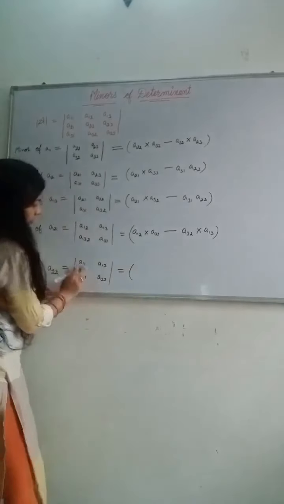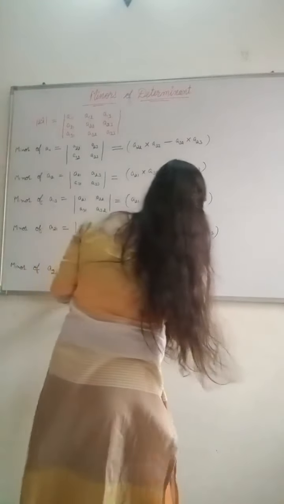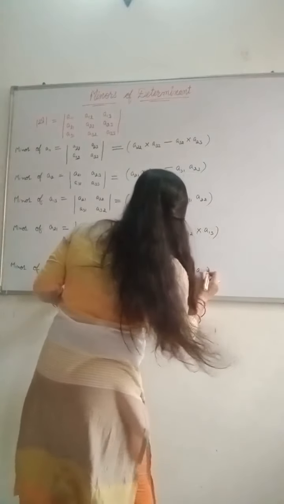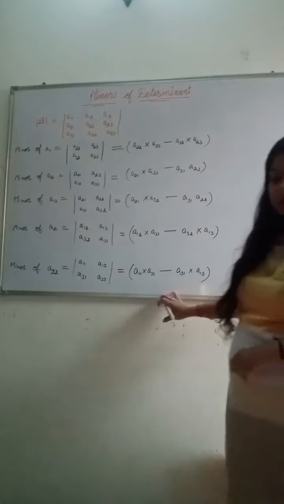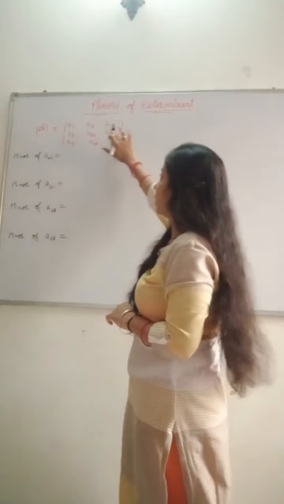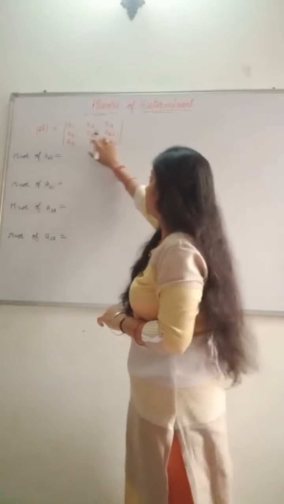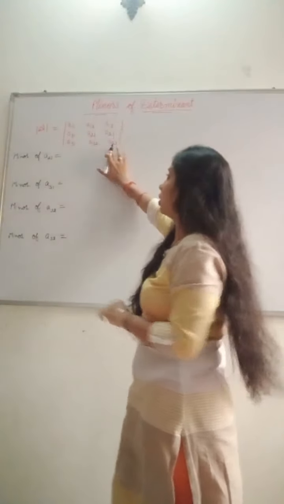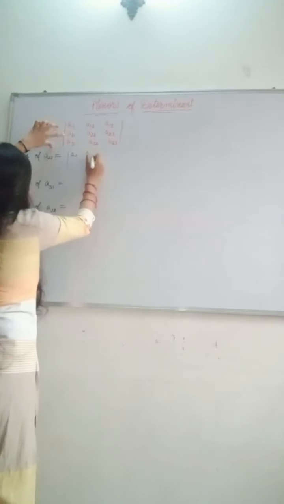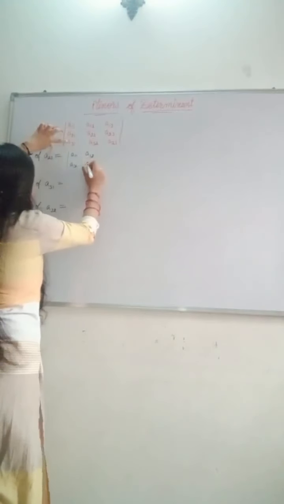Now put multiplication of these elements, A11 into A31. Put here a subtraction sign. A31 into A13. That's it. Now here you can see A23 element comes in second row and third column. So I am going to skip second row and third column. Here A11 element, A12 element, A31 element and A32 element.